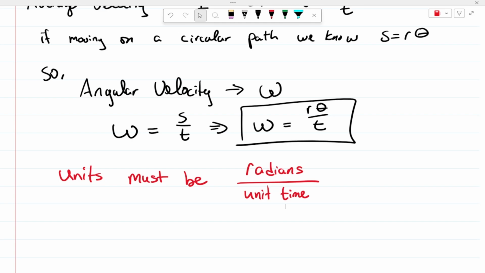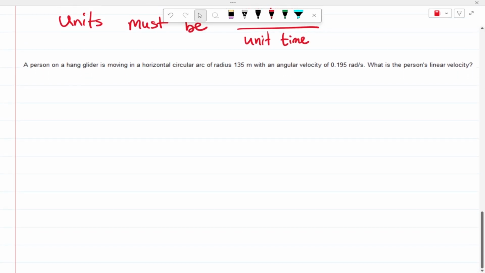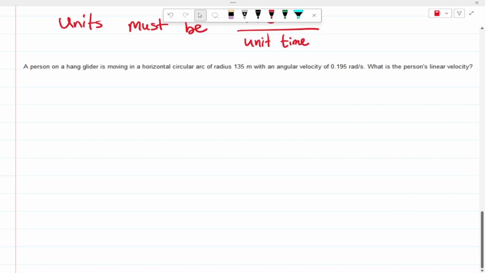So I have a problem here. Let me go ahead and get this ready. All right, so here's the problem. We have a person on a hang glider moving in a horizontal circular arc with radius 135 meters with an angular velocity of 0.195 radians per second. What is the person's linear velocity?